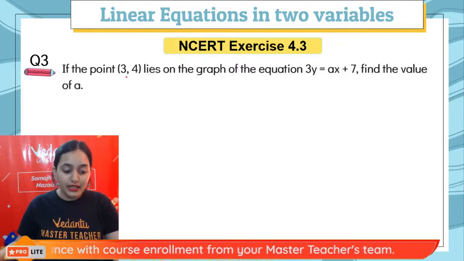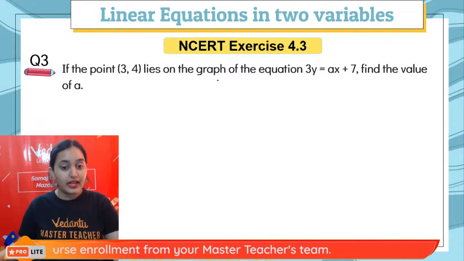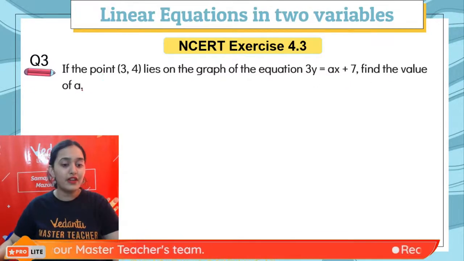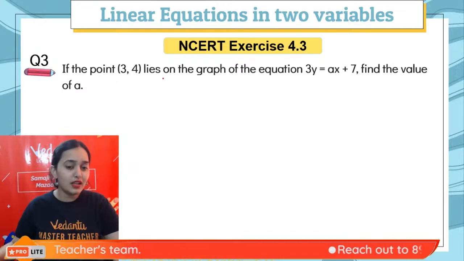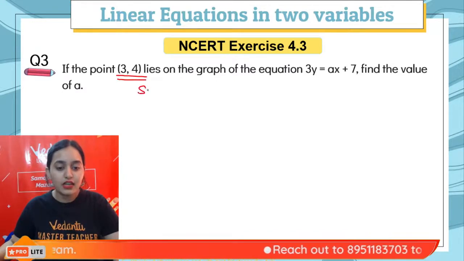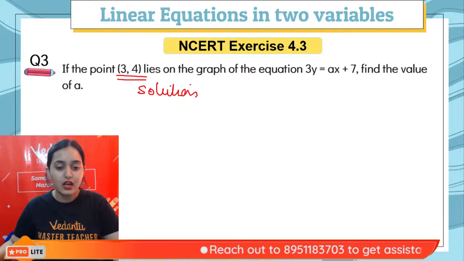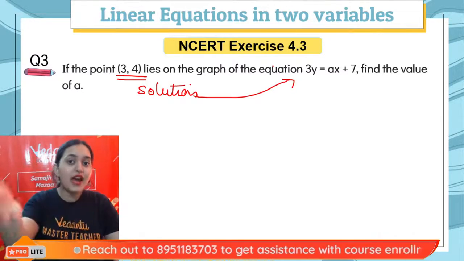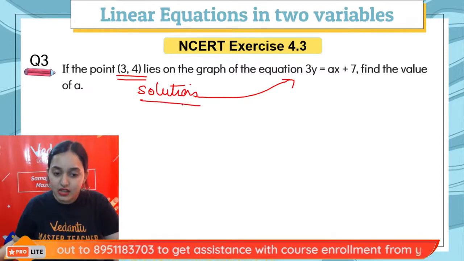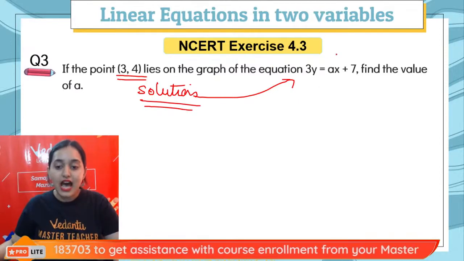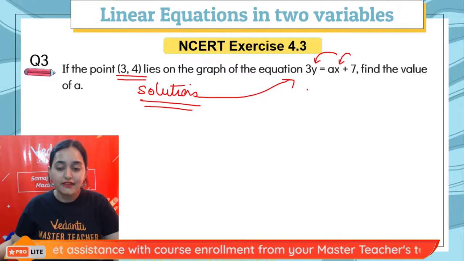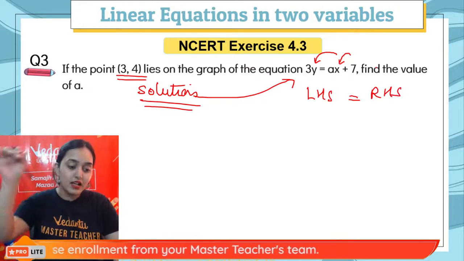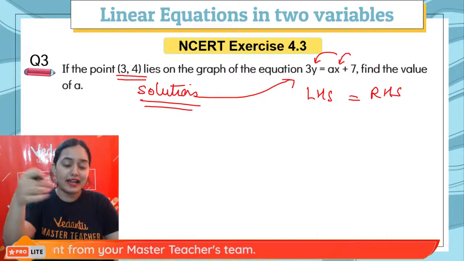If the point 3, 4 lies on the graph of this equation, find the value of A. Such an easy question. Question ने बोल रहा है 3, 4 is the solution of this equation. तो अगर ये solution है तो क्या होगा? If this is the solution, then after putting the value of x and y, LHS will become equal to RHS, है ना? So put the values and get the value of A.